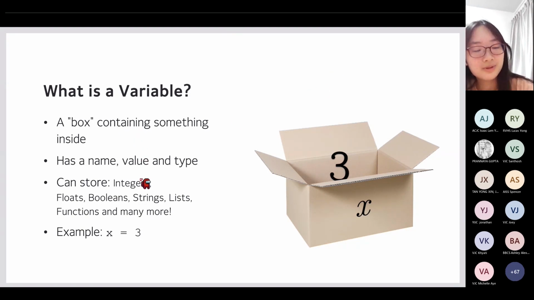Variables can store many types, such as integers, floats, booleans, strings, lists, functions, and many more. And here's an example of how you can assign a variable in Python. You can simply type x equals 3, and you have created a variable.